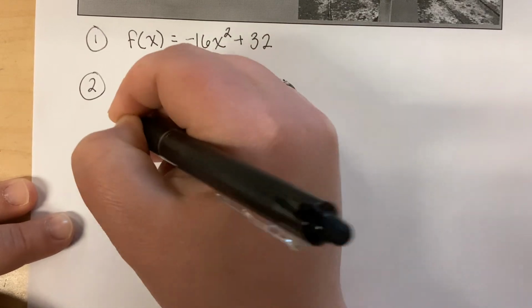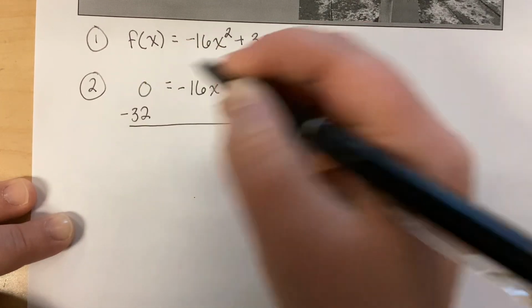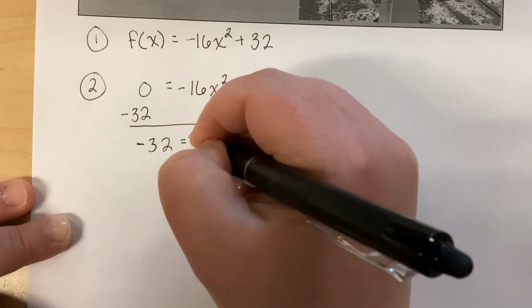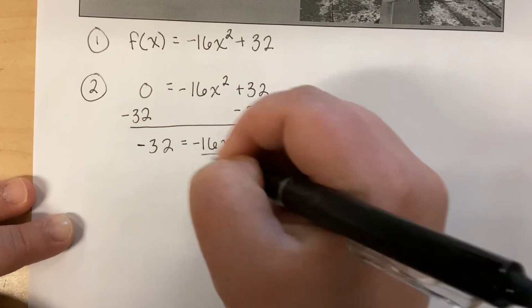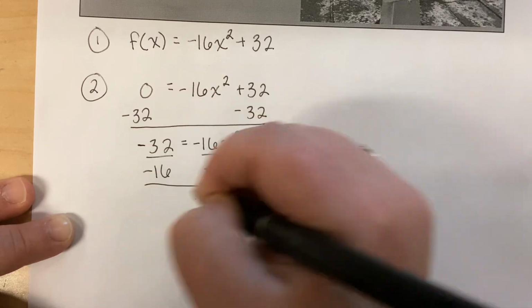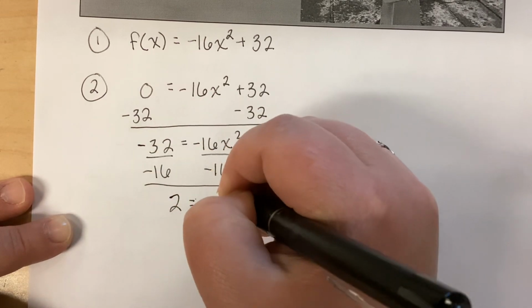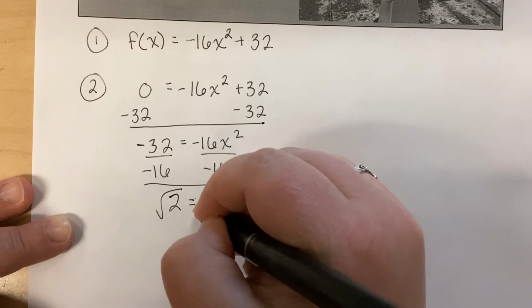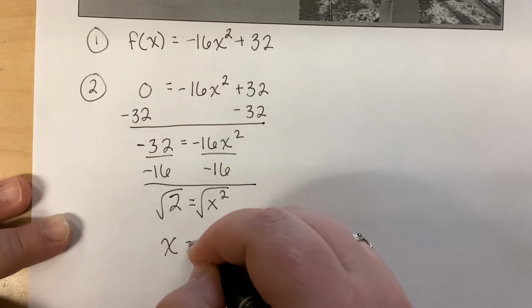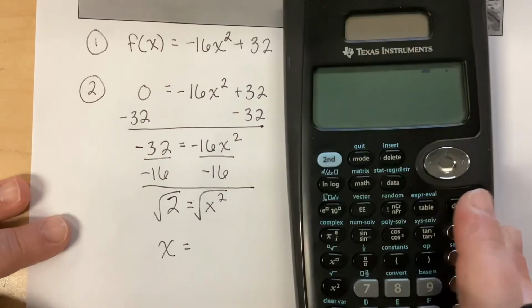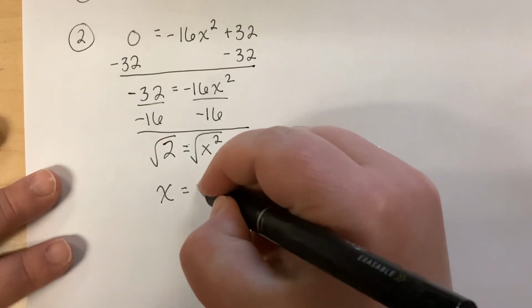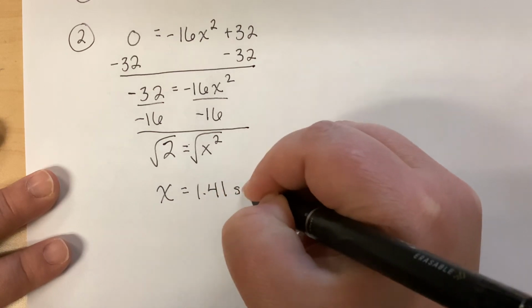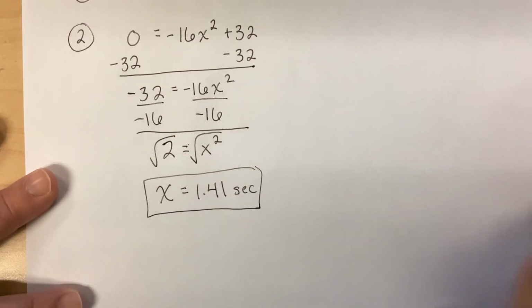All right, so then for part 2, to figure out how long it takes the icicle to reach the sidewalk and shatter, all you need to do is plug 0 in for f of x and solve. So we have 0 equals negative 16x squared plus 32. Subtract 32 on both sides. So now I have negative 32 is negative 16x squared. Divide both sides by negative 16. We get 2 equals x squared. Square root both sides. We're not going to get a whole number here because 2 is not a perfect square. So we have the square root of 2 changed to a decimal is 1.41 seconds. So that's how long it would take the icicle to reach the ground below.